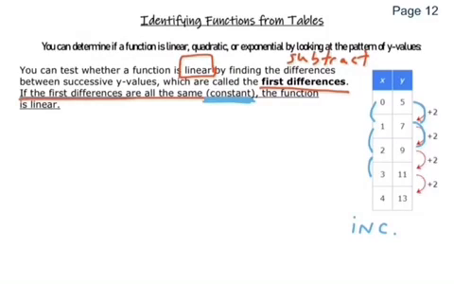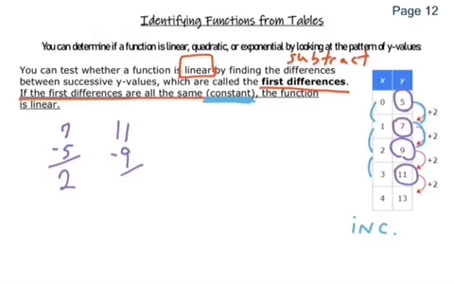Now, these numbers are easy enough to just figure out in your head, but once the numbers get larger, what you want to do is take and subtract the numbers. You're going to start with the second one and subtract the first one. So you would be doing 7 minus 5, you get positive 2. Then I would do the 11 minus 9, and you would end up with 2 again.